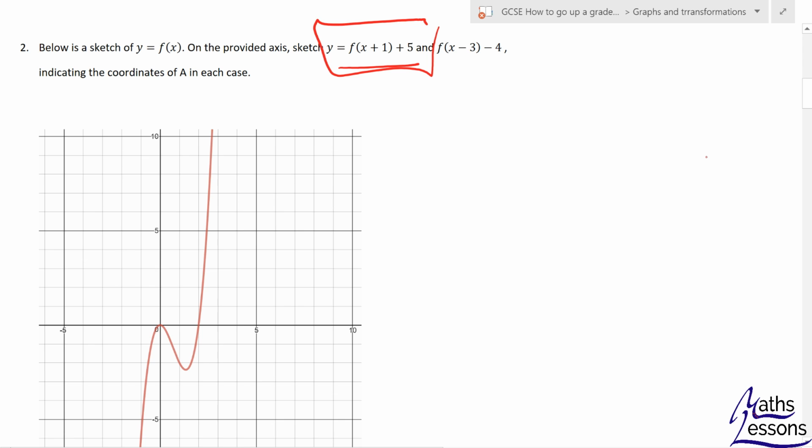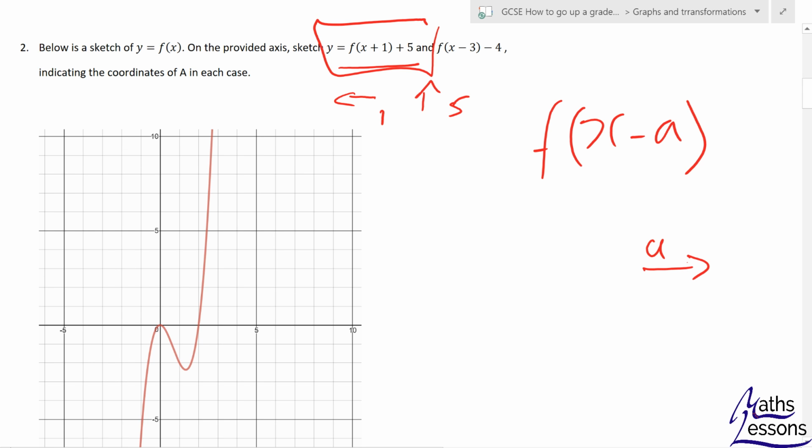Right, here we go. All you need to realise is it's going to move to the left 1 and it's going to move up 5. Remember, it's the opposite of that: minus a. If it's x minus a, you move to the right a. f of x plus a, and you move to the left. You're going to go a to the left.